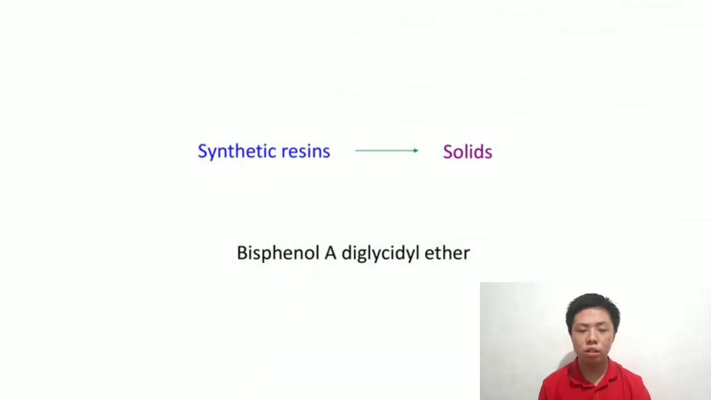Many materials are produced via the conversion of synthetic resins to solids. Important examples are bisphenol A diglycidyl ether, which is a resin converted to epoxy glue upon the addition of a hardener. Silicones are often prepared from silicone resins via room temperature vulcanization.